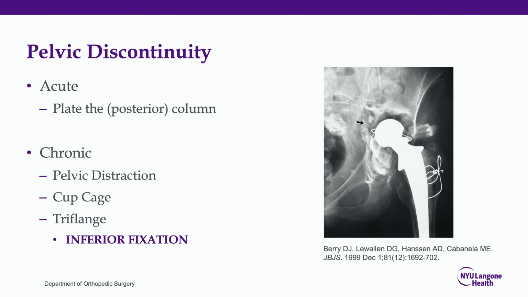Alternatively, in patients with a chronic discontinuity, often there's fibrous tissue spanning the discontinuity, and so the pelvic distraction technique has been described, in which the cup that's implanted is several millimeters larger than the reamed concavity, and really it distracts the pelvis, and you've got that rebound compression because of ligamentotaxis. But regardless of the technique that's used, you're going to need to get fixation both above and below. And often cup cage or triflange constructs are going to be more reliable for you because they get fixation on both sides of the discontinuity.